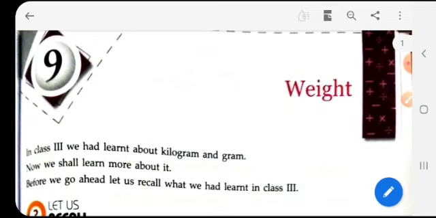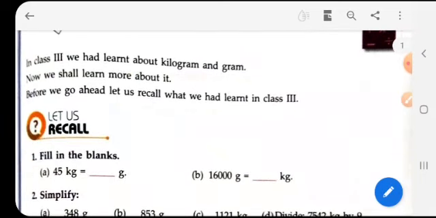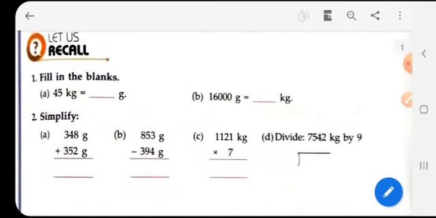In this way you see that when you take something and the person who sells that commodity weighs it in his weighing machine in grams and kilograms, that is what is weight. We have already studied this in class 3rd, and we are going to learn more about weight in this class. So let's recall back.